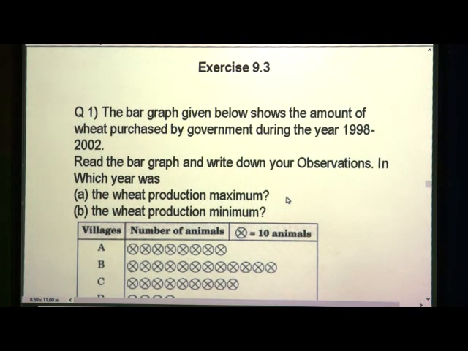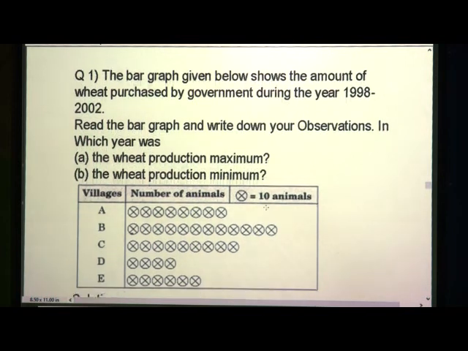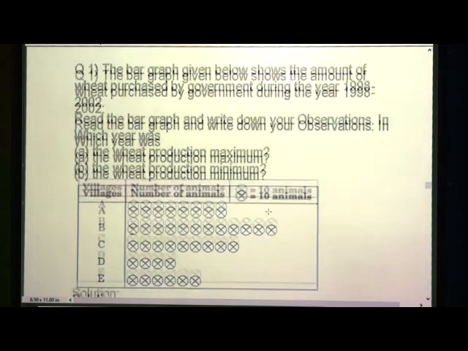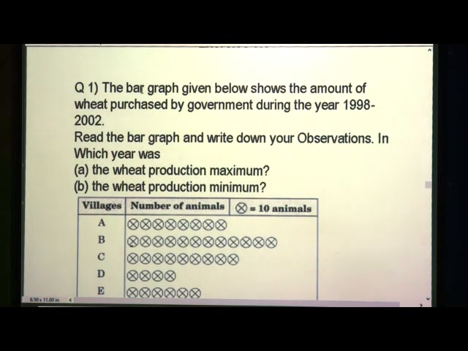In exercise 9.3 also we have the same type of questions. We will see them, but there we need to solve using a bar graph. This we can see in the next episode.